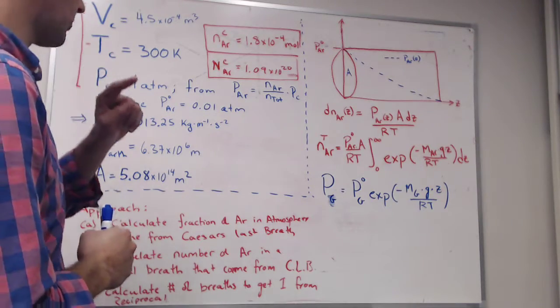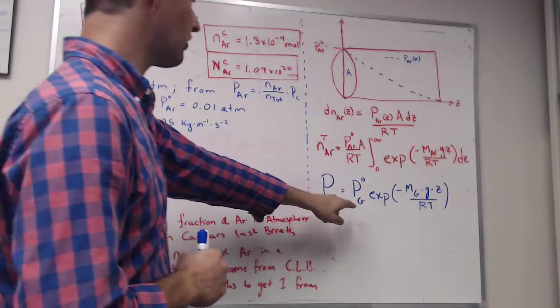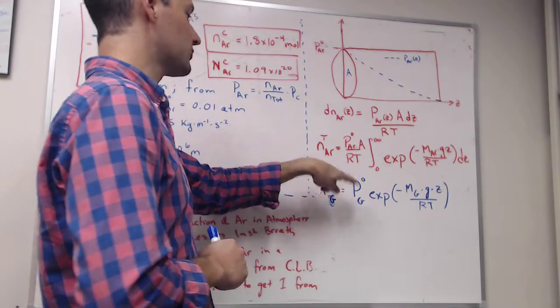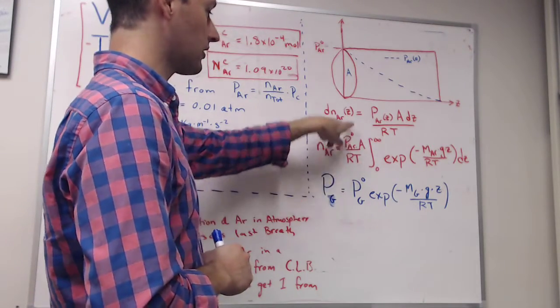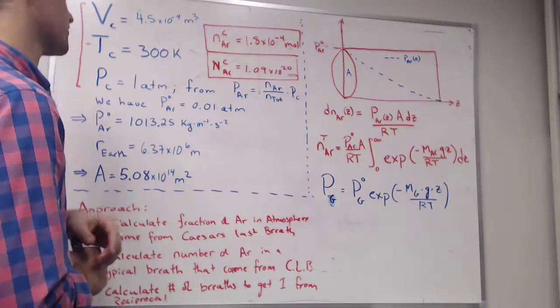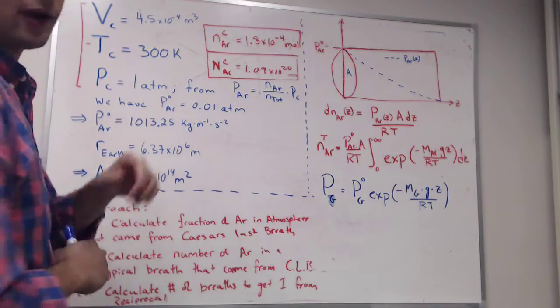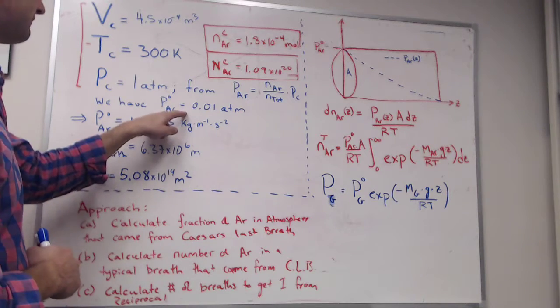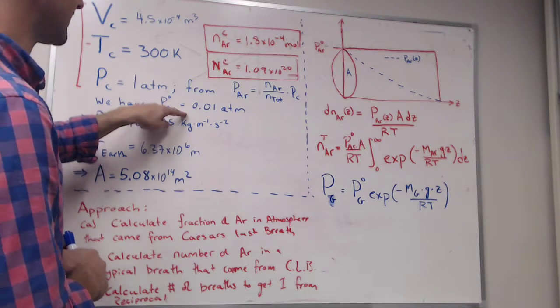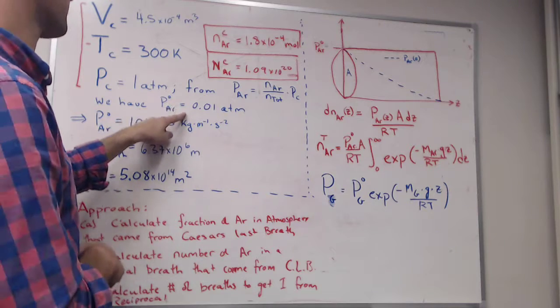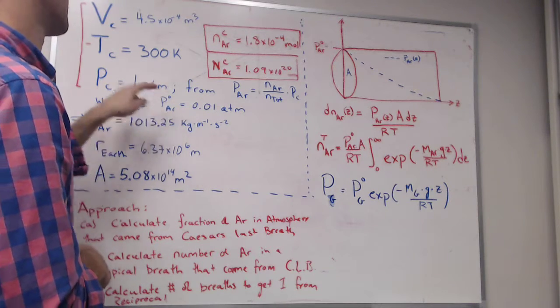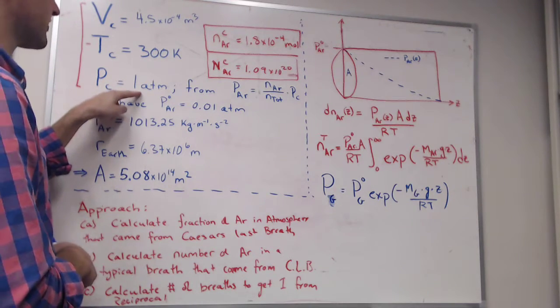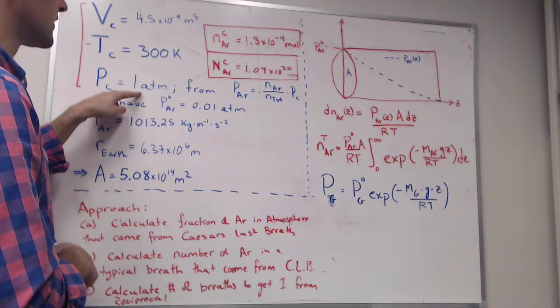Now, a couple of other things. When we want to do this for argon, do we know this P argon naught, the pressure at the surface of the Earth? Well, yeah, we basically do. We know that from the details of Caesar's last breath. He was at the surface of the Earth. The total pressure at the surface of the Earth is 1 atm.